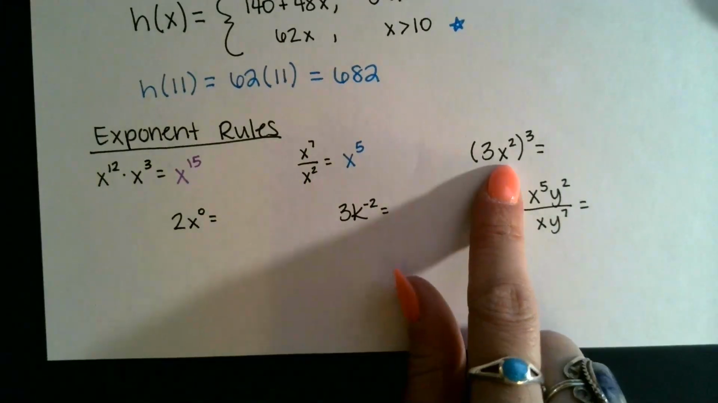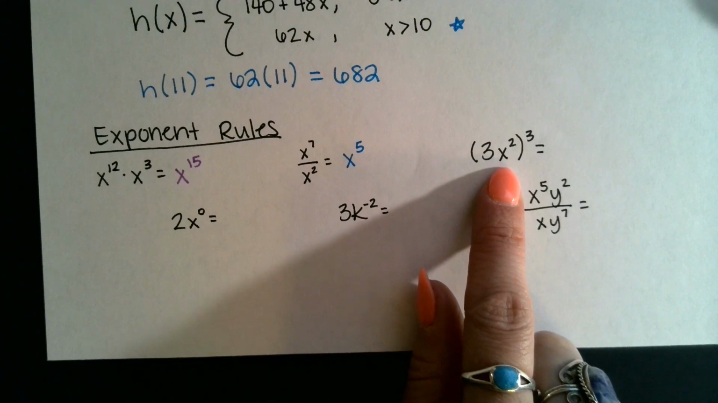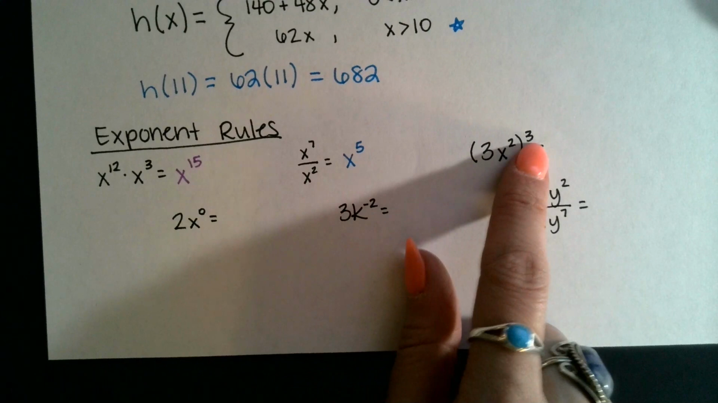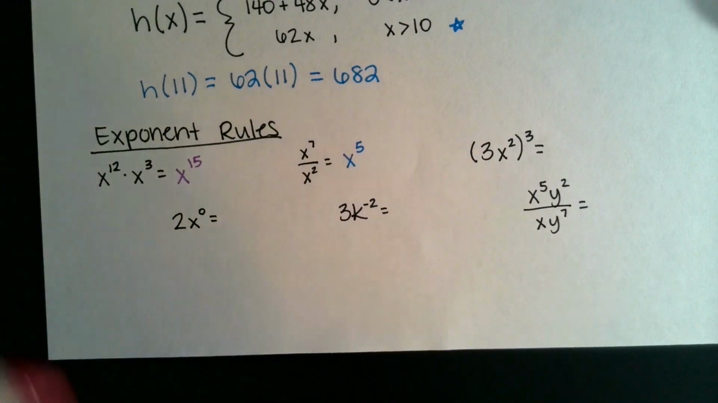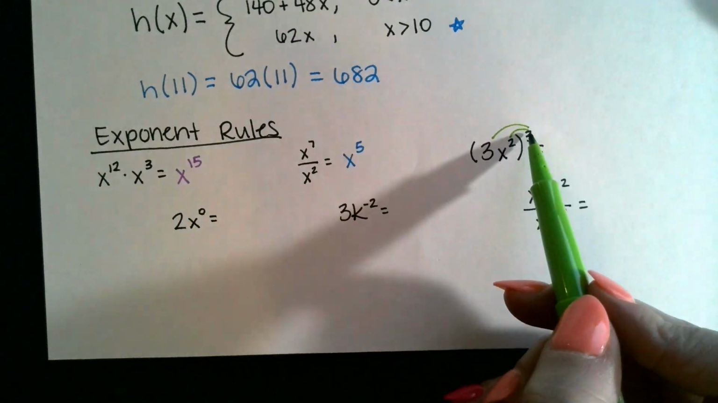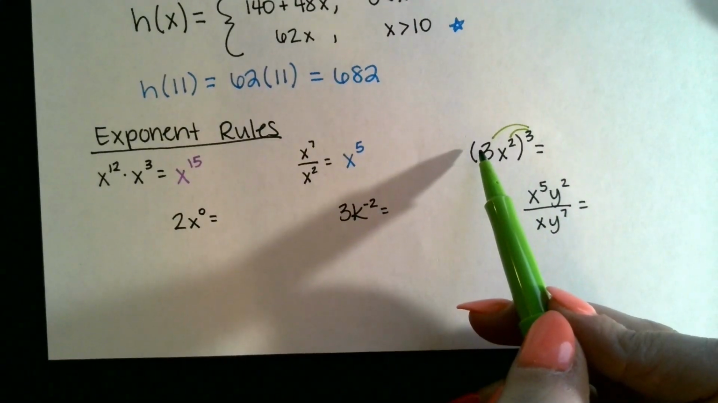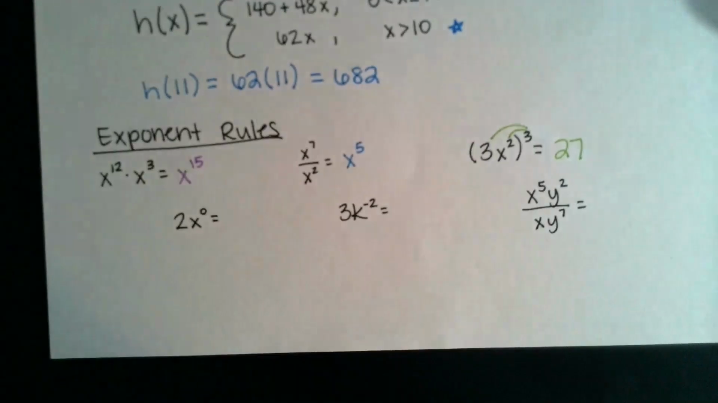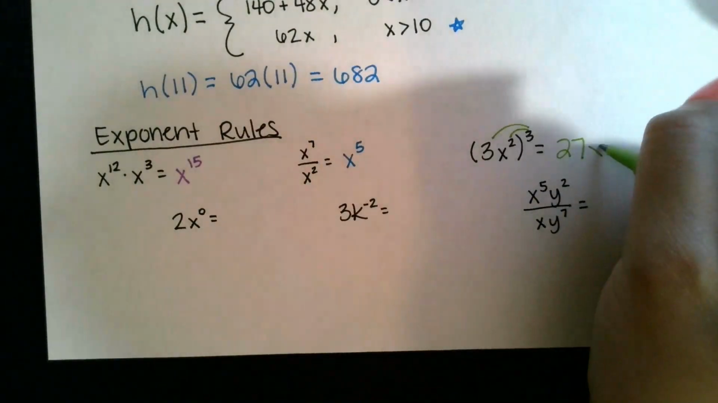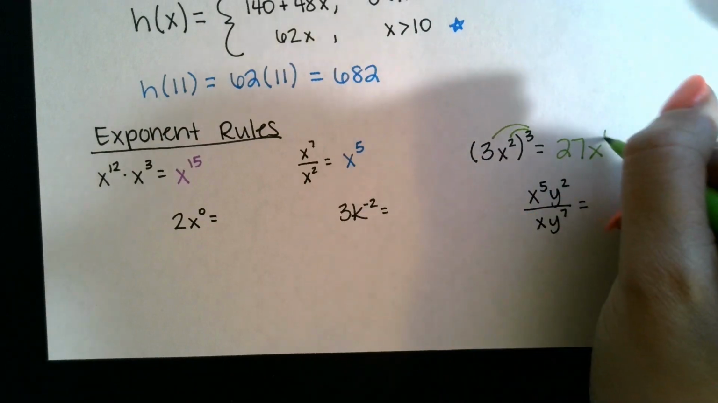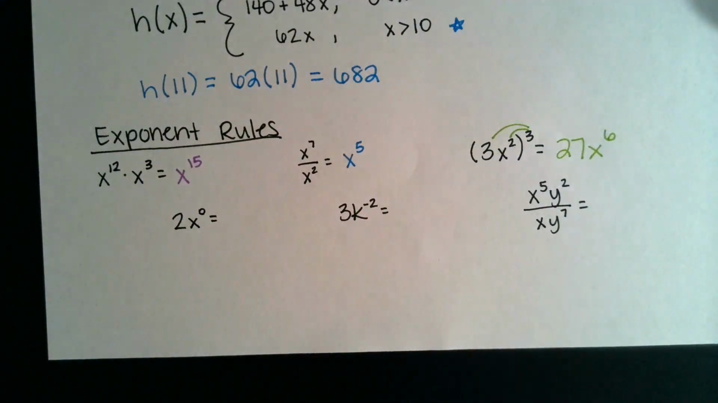Now, this one. What do you do with the exponents? Multiply them. What do you do with the coefficient? Yeah, you have to apply the exponent on the outside to the coefficient, which is 3 to the 3rd, which is 27. And then x, and that's x squared to the 3rd. You multiply those together, so that is 27x to the 6th.